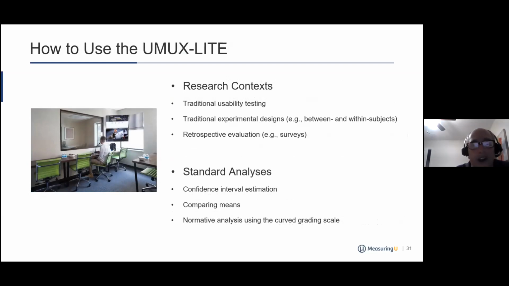What kind of research context? As I mentioned, traditional usability testing, traditional experimental designs, definitely use in retrospective evaluation and surveys. And we have been very comfortable doing confidence interval estimation with them, comparing means using either t-test or analysis of variance, and using the curve grading scale for its normative evaluation.